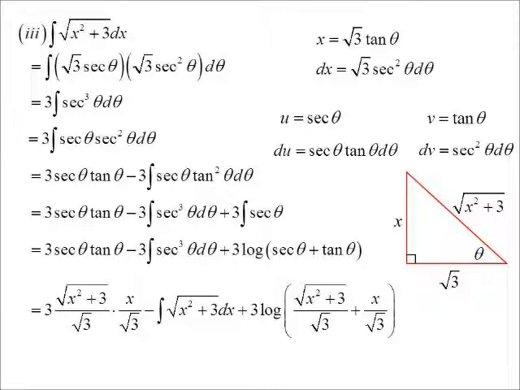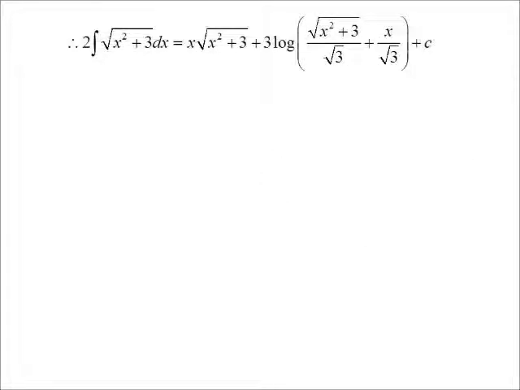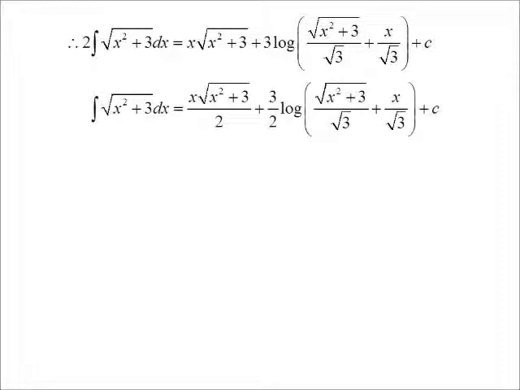And then for the sec theta, I've got the square root of x squared plus 3 on root 3 times tan theta, x on root 3, and then the log of sec plus tan. I'll move the integral to the other side. So I've got 2 times the integral of the square root of x squared plus 3. Divide everything by 2. Yeah, I still think this looks a bit ugly. The log of the root x squared plus 3 on root 3 plus x on root 3.